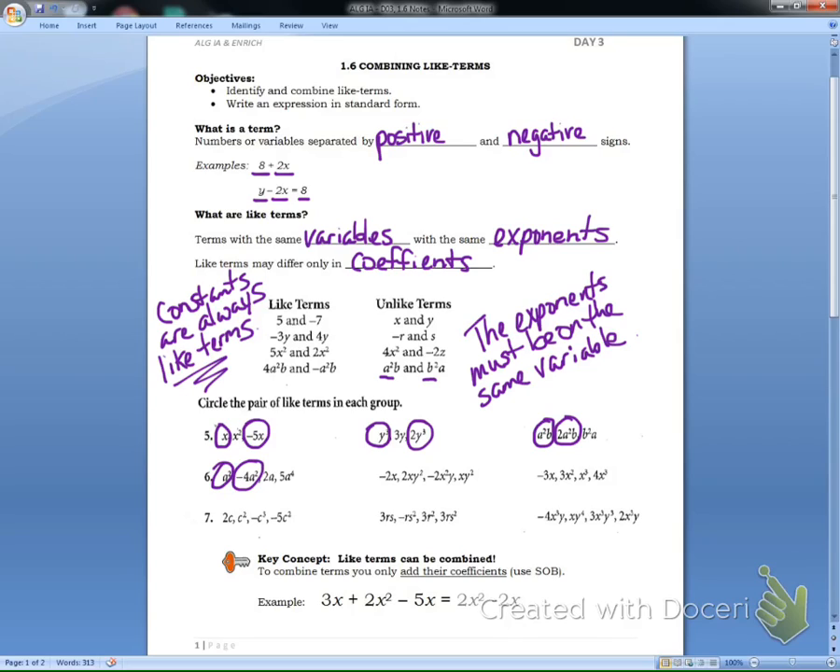Look at the next one. Negative 2x, 2xy squared, negative 2x squared y, and xy squared. Look carefully and circle your like terms.